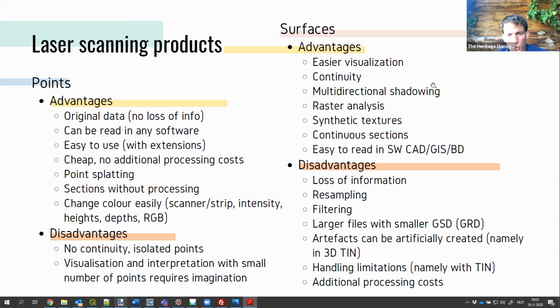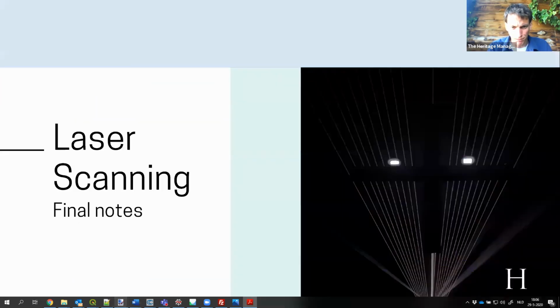So in most cases, we will work with surfaces that are derived by interpolation for DEM extraction, or by 2.5D meshing or 3D meshing. And these meshes can then be used in additional software for further processing, like CAD, GIS, BIM based applications. But of course, this also involves some data losses. Most of the time, you will lose some resolution because of filtering, resampling, or the interpolation in general.